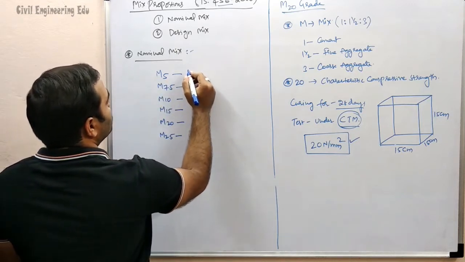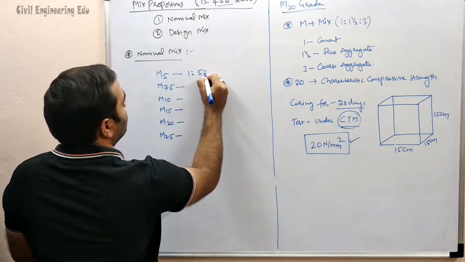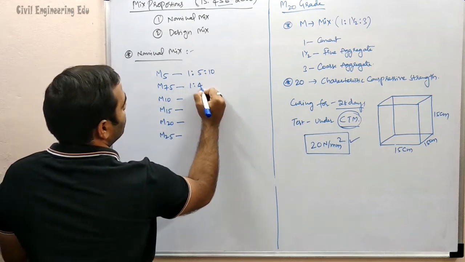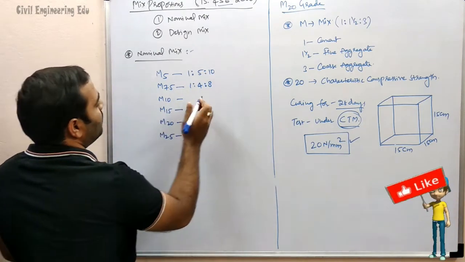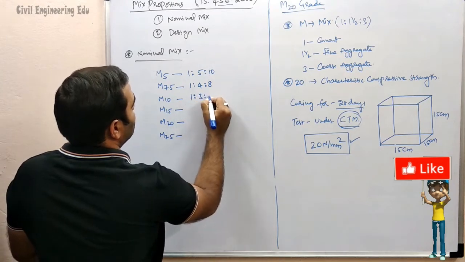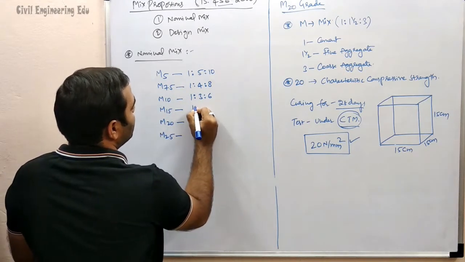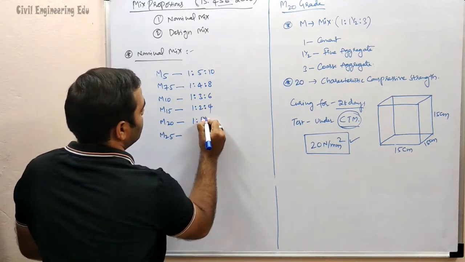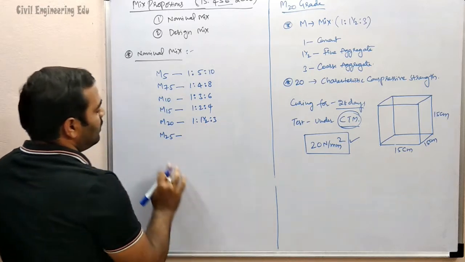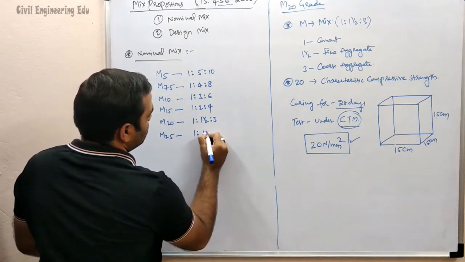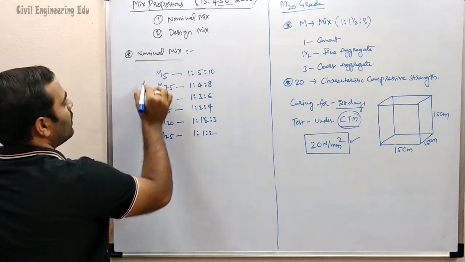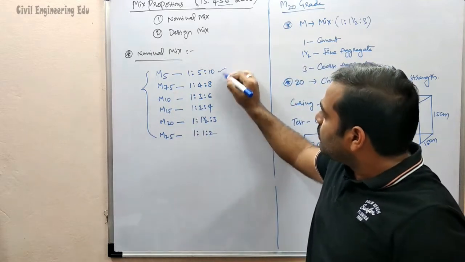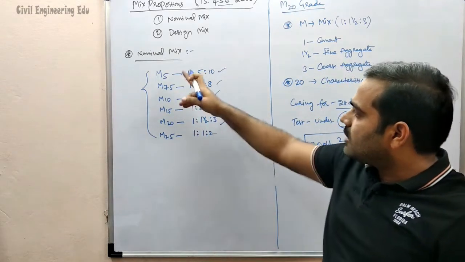So the mix proportion for M5 is 1:5:10. For M7.5 it is 1:4:8. For M10 it is 1:3:6. For M15 it is 1:2:4. For M20 it is 1:1.5:3. For M25 grade it is 1:1:2. So these are the grades of concrete and these are the mix proportions for different grades of concrete.